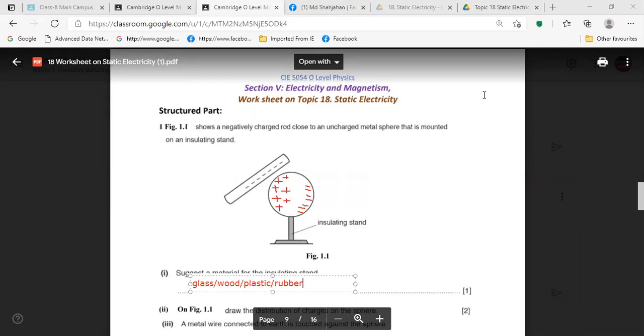Done. Yes, sir. So we are taking the step of it also.